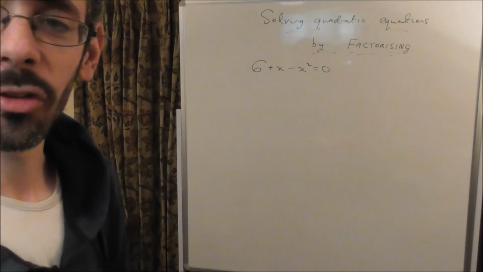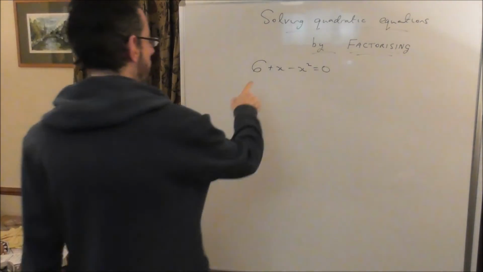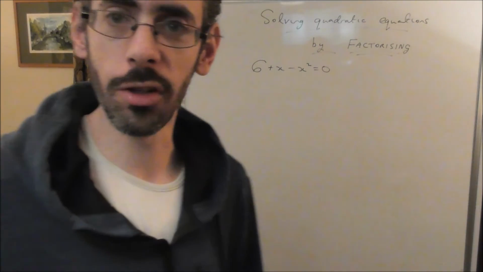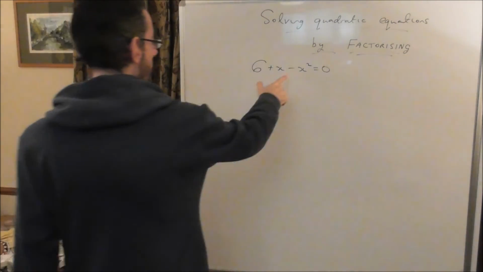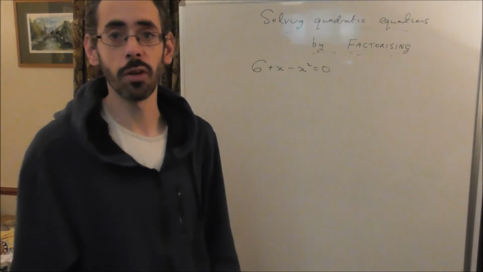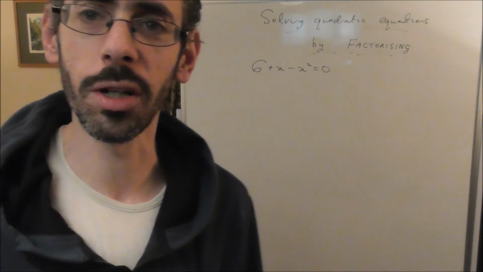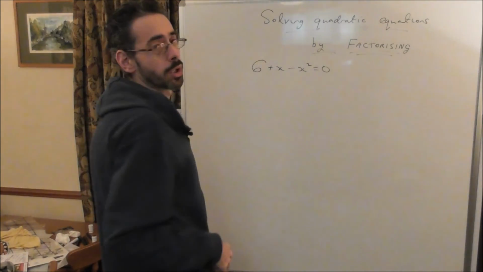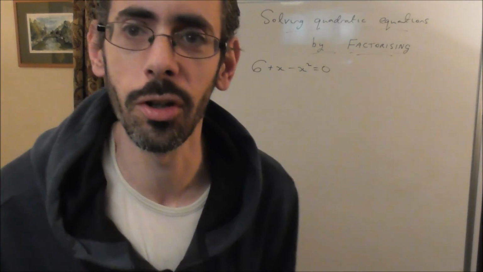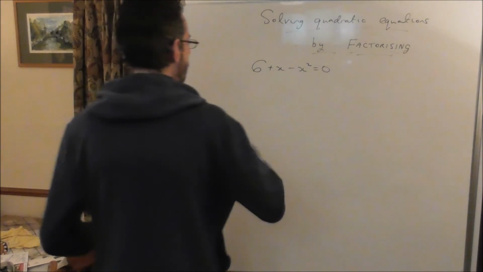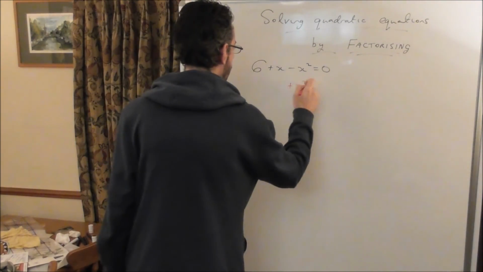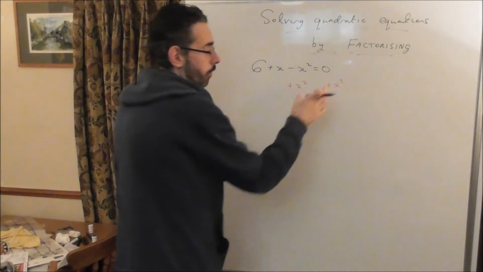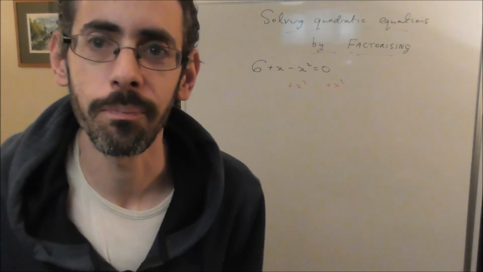Now, because we've got 0 on one side, we can go straight ahead and factorise the expression on this side. But I find it difficult to factorise a quadratic if there's a negative sign in front of x squared. I find it much easier to factorise if there's a positive sign in front of x squared. So what can we do to get rid of this negative sign in front of x squared? Well, you can add x squared to both sides of the equation. If you add x squared to this side, it'll get rid of the minus x squared. And if you add x squared to this side, there'll be a positive x squared on the right-hand side.